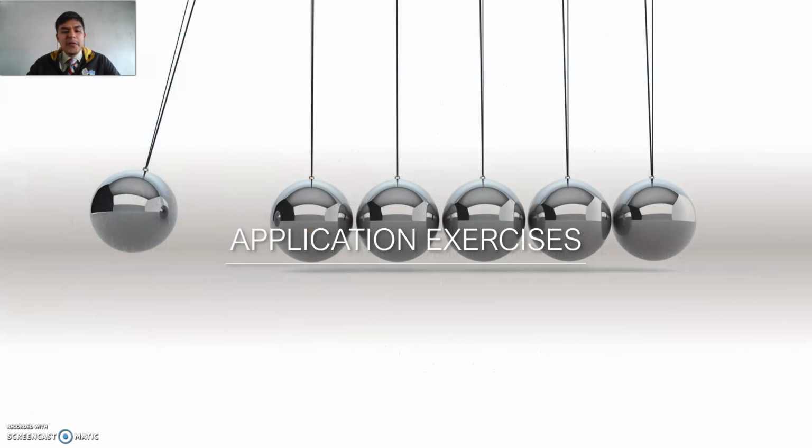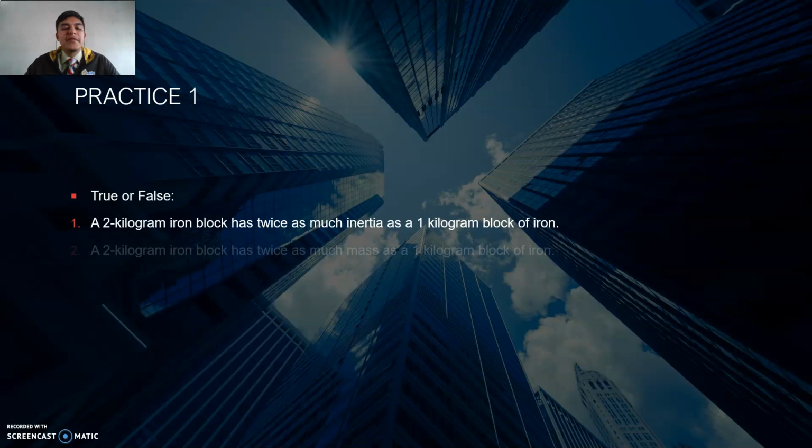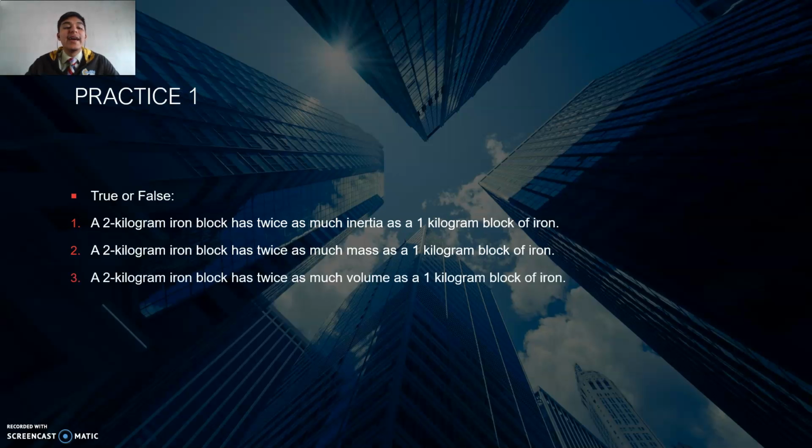Okay, and let's go a little bit faster because we're running out of time. So, application exercises. Here is practice number 1. True or false? Number 1, a 2 kilogram iron block has twice as much inertia as a 1 kilogram block of iron. Number 2, a 2 kilogram iron block has twice as much mass as a 1 kilogram block of iron. Number 3, a 2 kilogram iron block has twice as much volume as a 1 kilogram block of iron. And number 4, a 2 kilogram iron block has twice as much weight as a 1 kilogram block of iron.